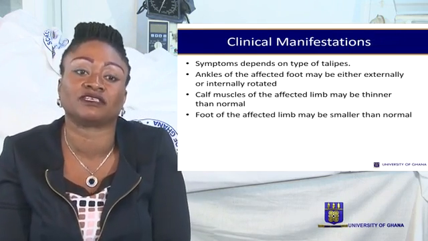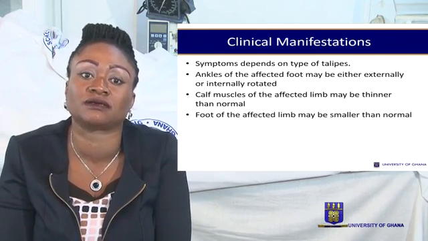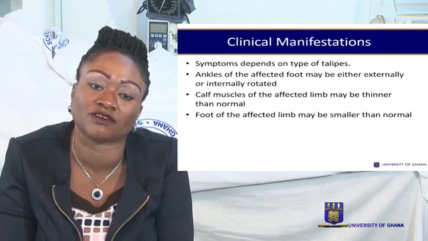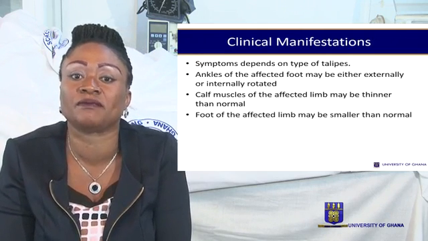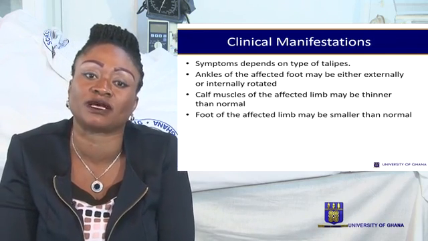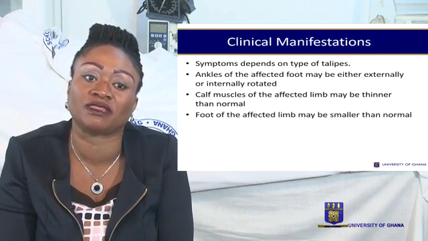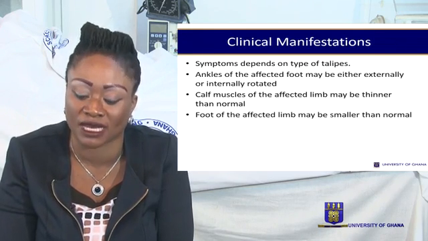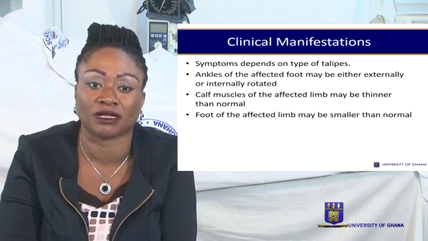Now the clinical manifestations. The symptoms depend on the type of Talipes. The ankles of the affected foot may be either externally or internally rotated, and the calf muscles of the affected limb may be thinner than normal. So the foot of the affected limb may be smaller than normal.